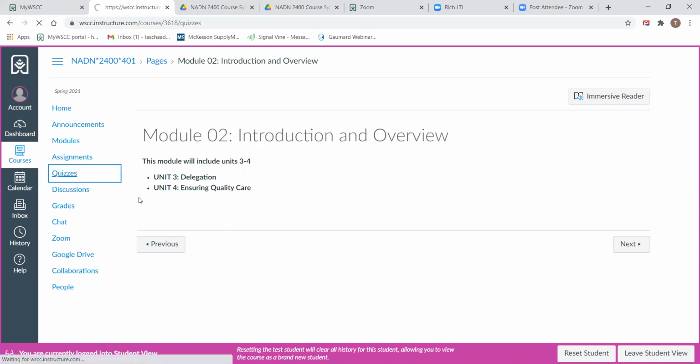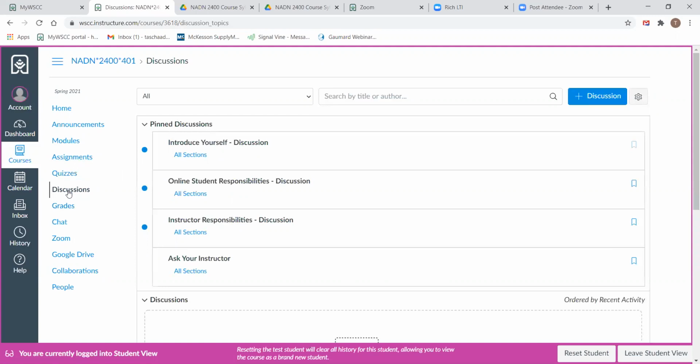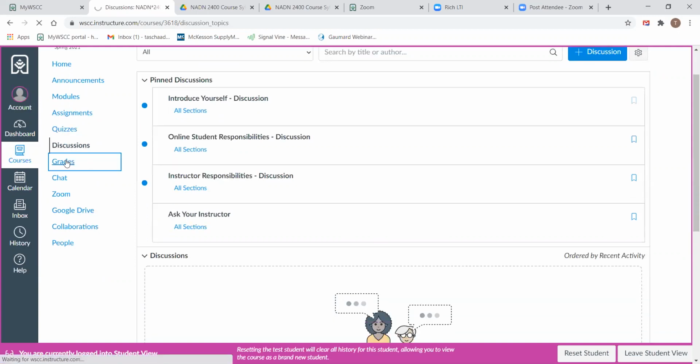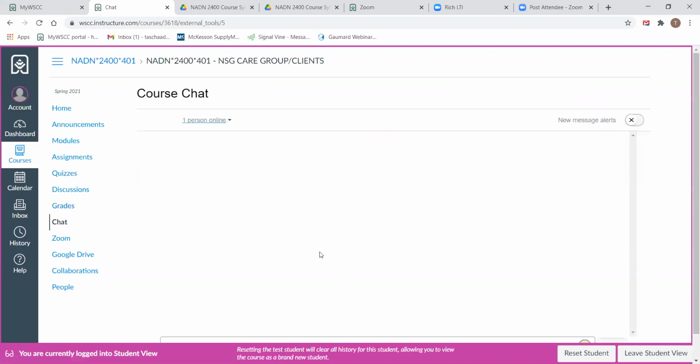Left-hand column, of course, these are your quizzes, which are not open at this point. Discussions, which are there. You can get to ask your instructor on that one. Your grades will be here. Chat, if you see that other people are online, I believe you can actually click on it and chat with them.